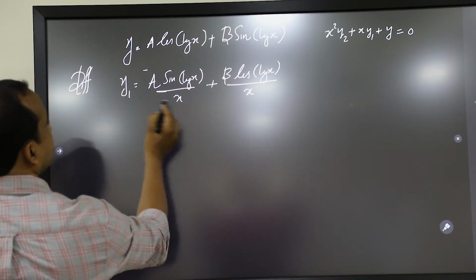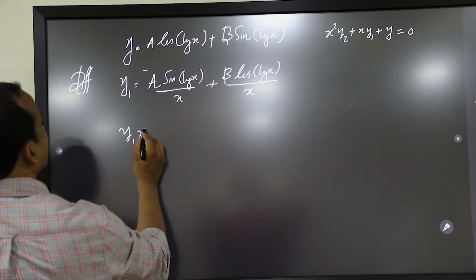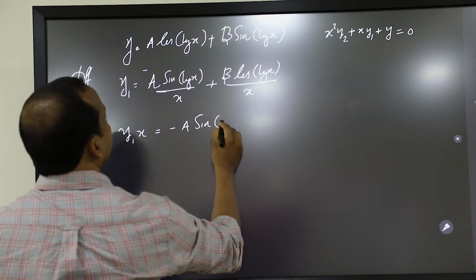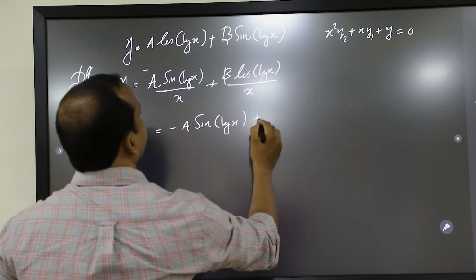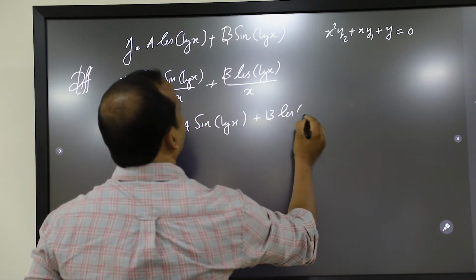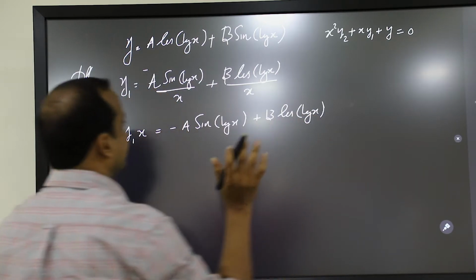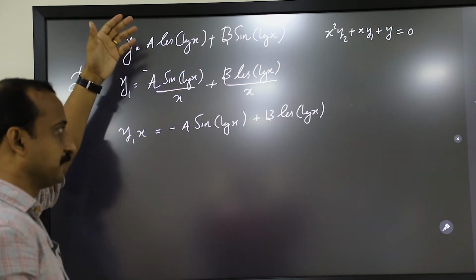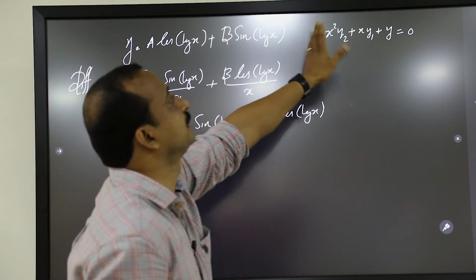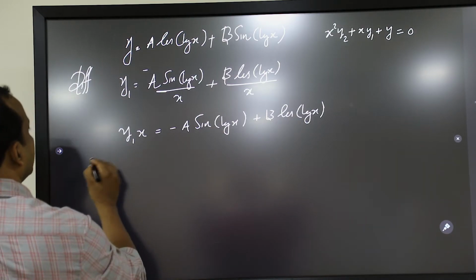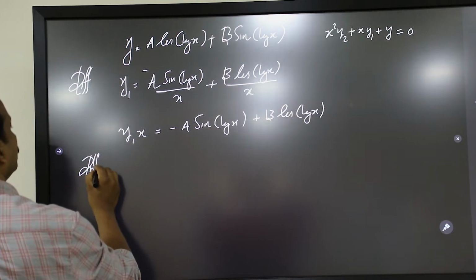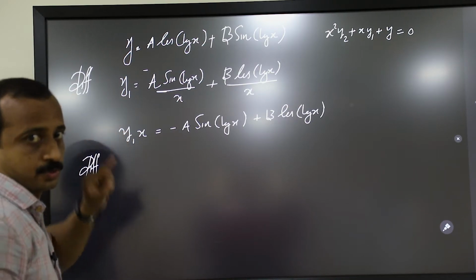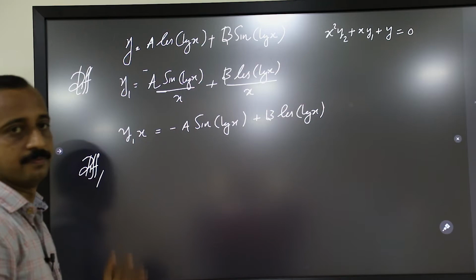First of all, we cross multiply the denominator to the left side, and we get y1 into x is equal to minus a sin(log x) plus b cos(log x). Otherwise, we would use the quotient rule, which is a very lengthy process, and it's very difficult to get this proved. Now, differentiating with respect to x, on the left side we apply the product rule because y1 is a function of the variable x.